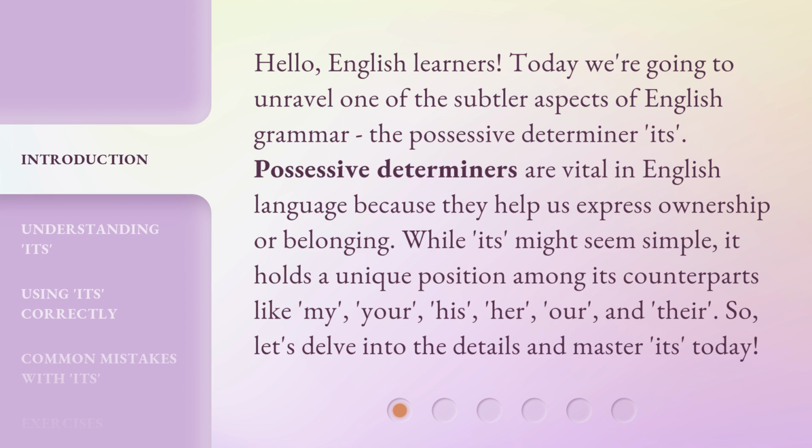Possessive determiners are vital in the English language because they help us express ownership or belonging. While its might seem simple, it holds a unique position among its counterparts like my, your, his, her, our, and their. So, let's delve into the details and master its today.